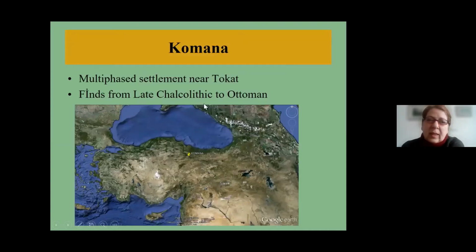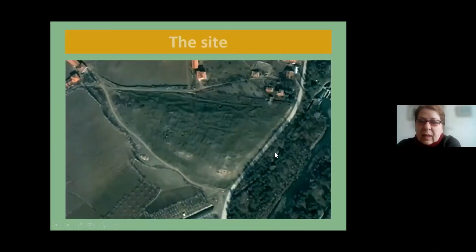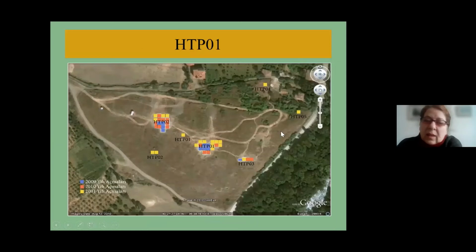I'm passing quickly to the next one, Komana. Komana is a multi-phase settlement near Tokat, and we have finds from the late Chalcolithic to Ottoman. And we are in another time now, a period when the Danishmends and Seljuks are at their apogee. So we are somewhere here at the time that the site changes hands between Danishmends and Seljuks. This is the site before the excavation, and this is the area about which I'm going to talk to you.